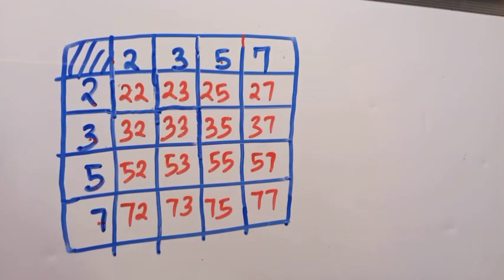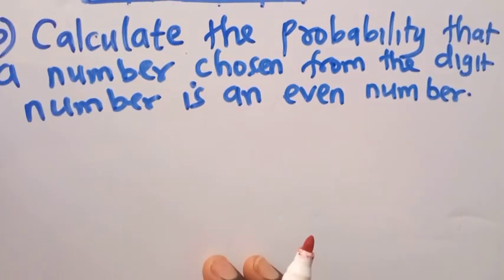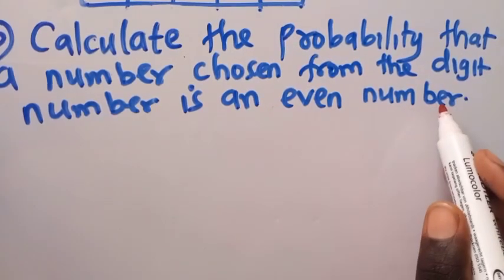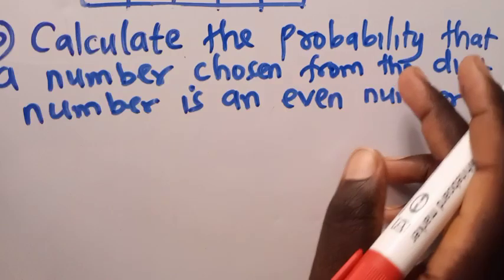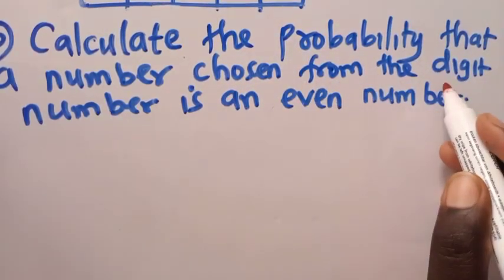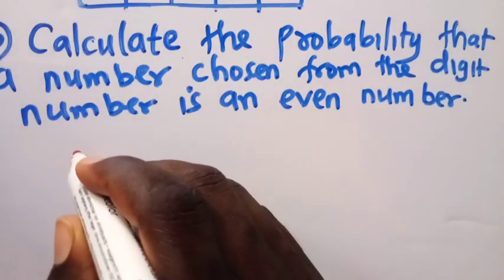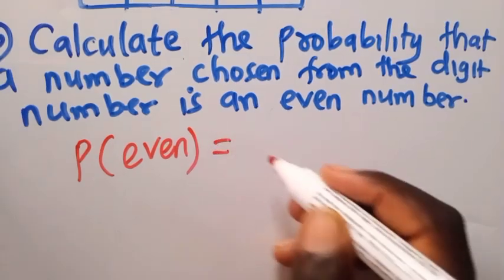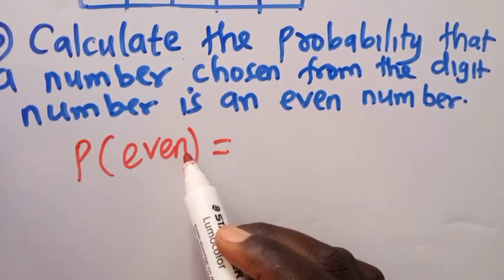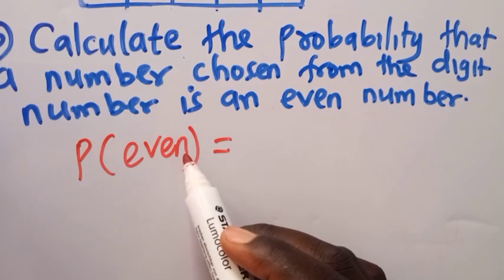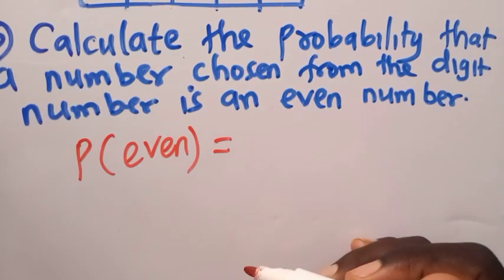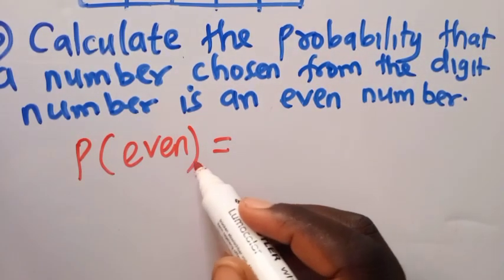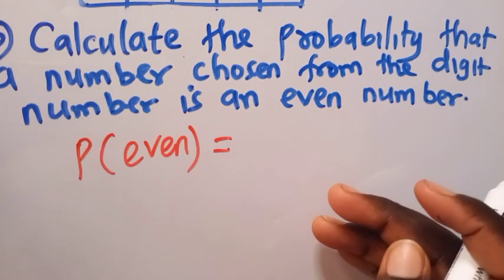Now, let us go to question B. Part B of the question is telling us to calculate the probability that a number chosen from the two-digit numbers is an even number. So the probability of getting an even number is: we count the number of even numbers in the probability space out of the total possible outcomes. So we count the number of even numbers all over the total number of outcomes.